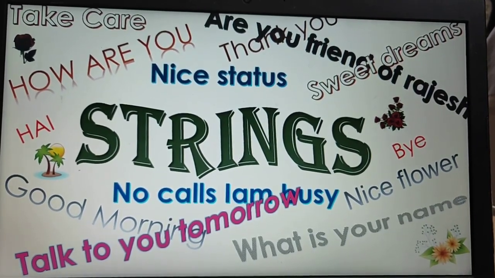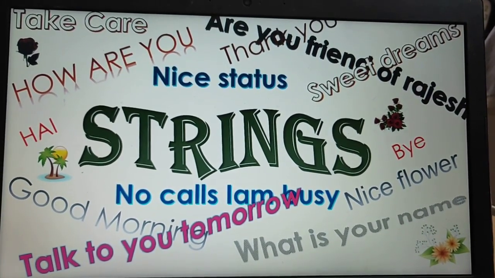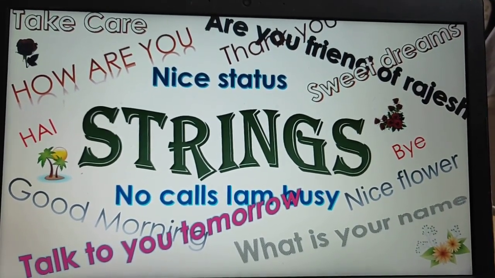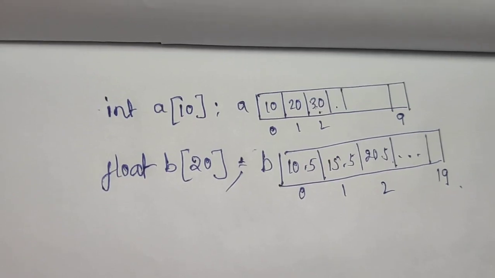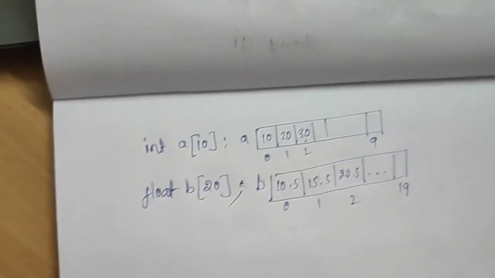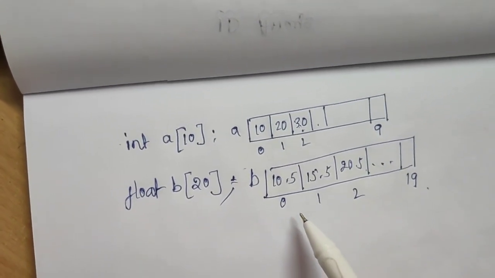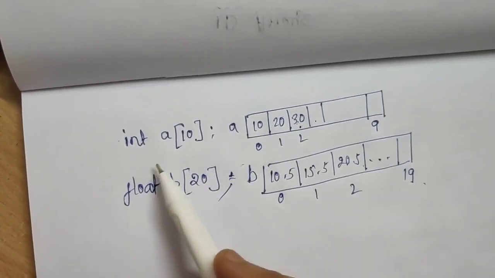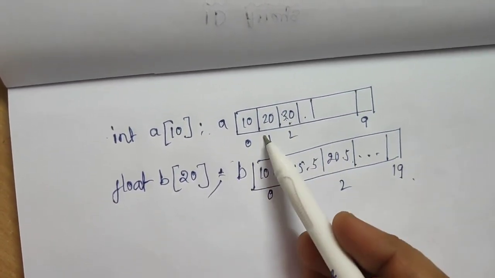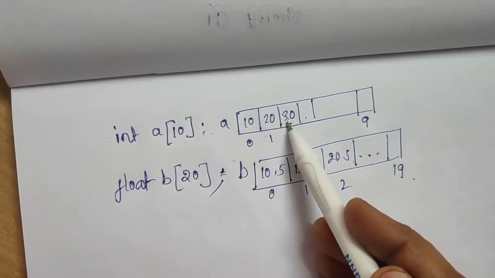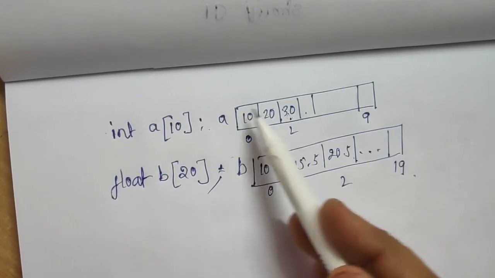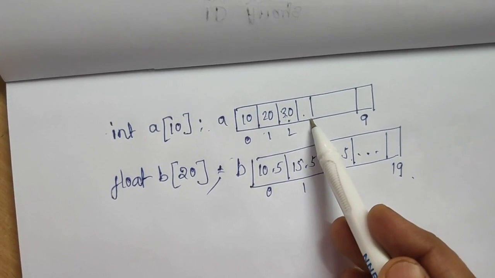Hello my dear students. In this video today let us learn about the strings. In the previous classes we have learnt about the 1D arrays. For example, here I have written int a of 10 and I have stored some numbers. So by the end of 30, since there are no more elements, the compiler will understand that there are only 3 elements here.